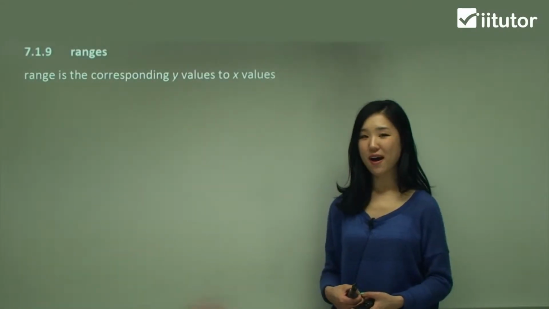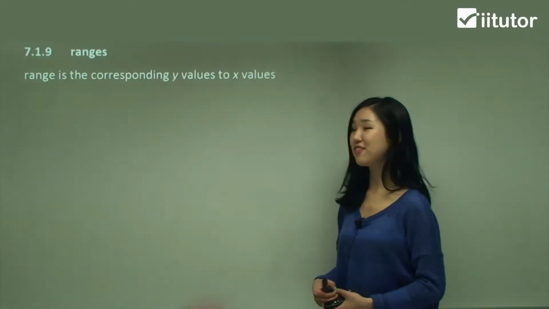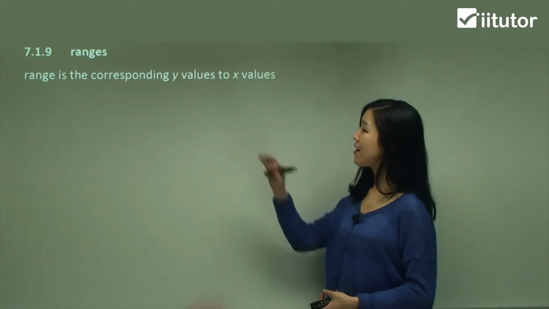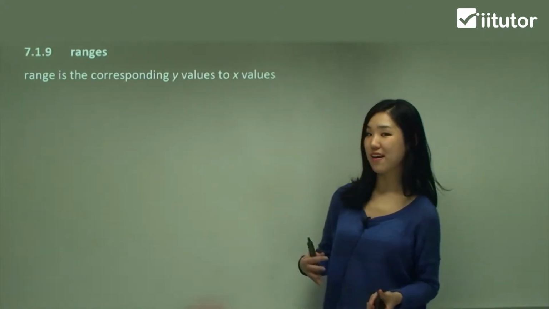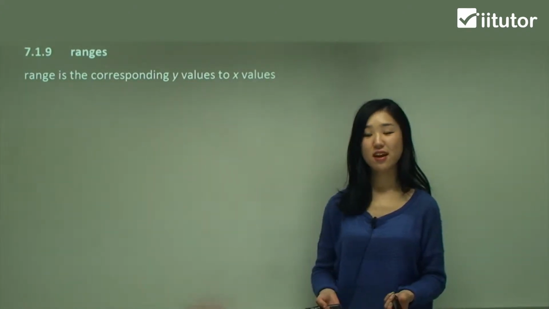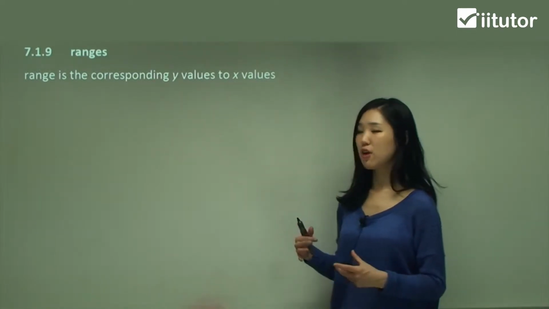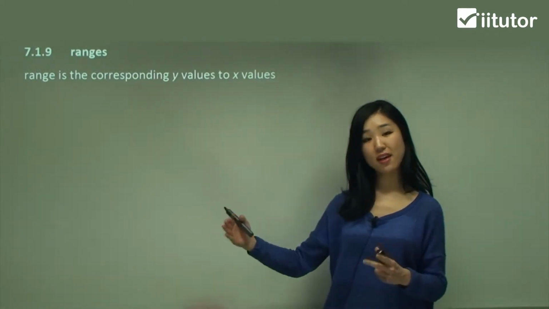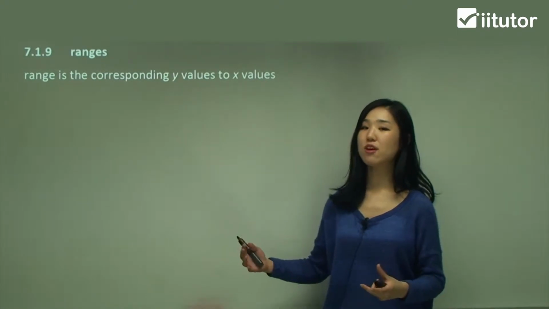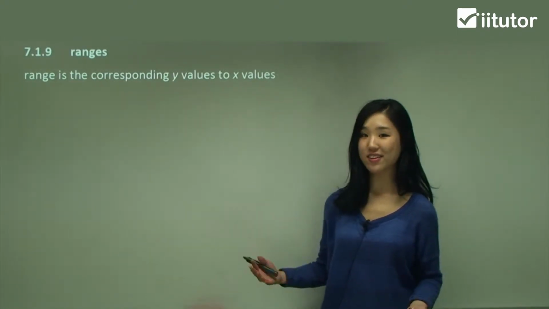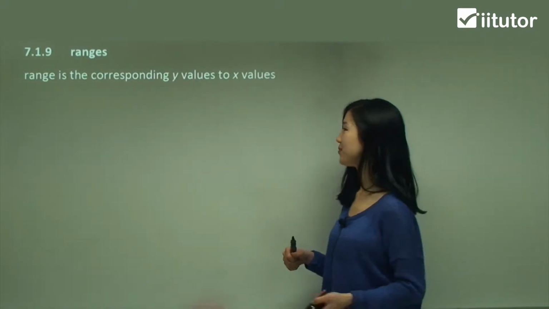Okay, now the final part of the section is called ranges. Basically, ranges is the corresponding y values to any x values that it talks about. So if it specifies any particular x values, the range is the corresponding y values. I'll show you how we look for that.